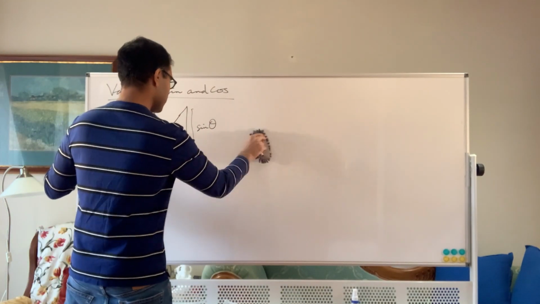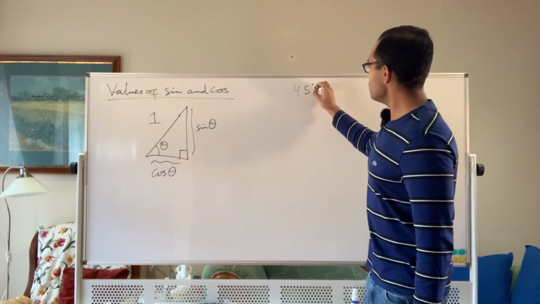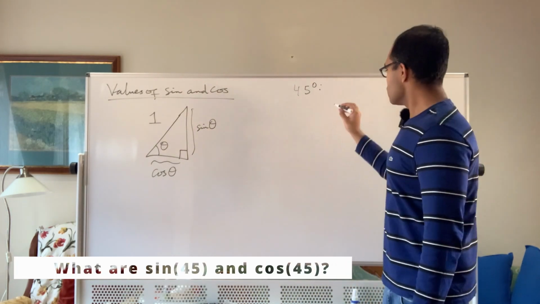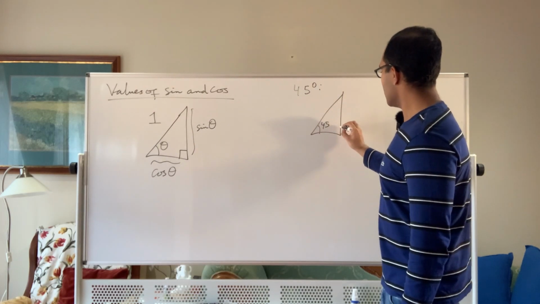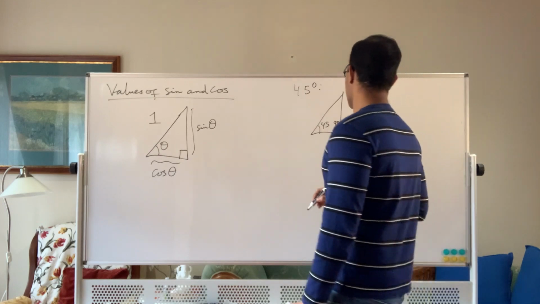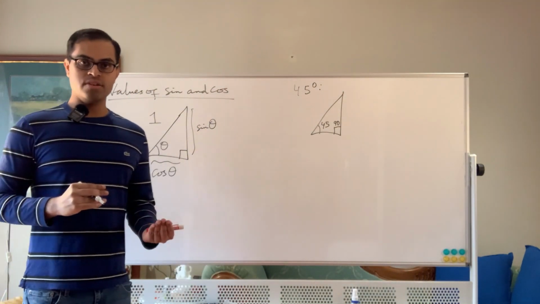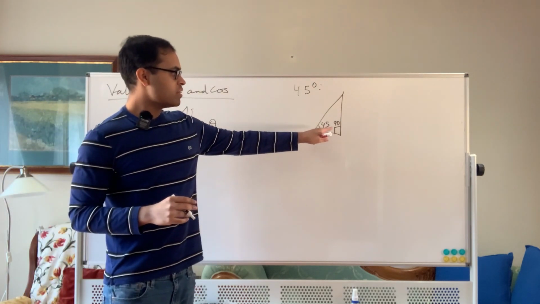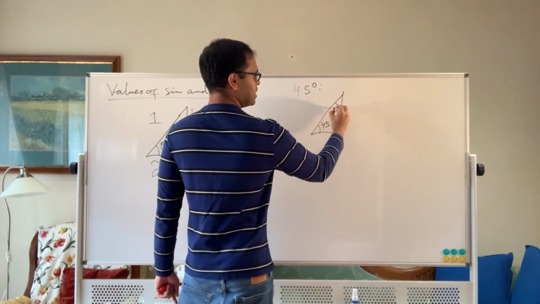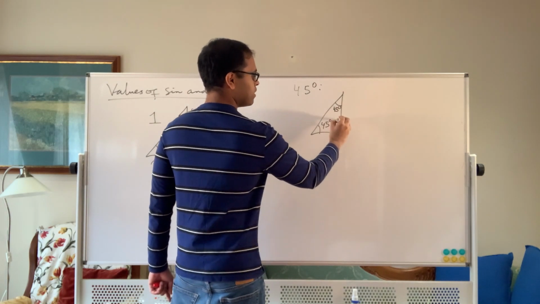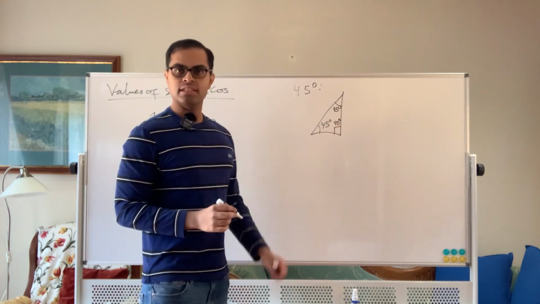The first example I'm going to talk about is the angle of 45 degrees. We're going to draw a right triangle and put an angle of 45 degrees here and 90 degrees here. Now the sum of the angles in a triangle adds up to 180 degrees. So if this angle is 45 degrees and this is 90, the other angle has to be also 45 degrees. Just check that you can see that, because the angles have to add up to 180. So we've got two equal angles and 90 degrees here.